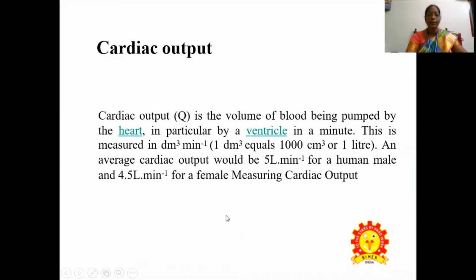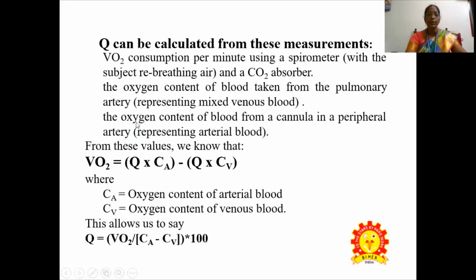The cardiac output, Q, is the volume of blood being pumped by the heart, in particular by a ventricle, in a minute. This is measured in decimeters cube per minute. 1 dm cube equals 1000 cm cube or 1 liter. An average cardiac output would be 5 liters per minute for a human male and 4.5 liters per minute for a female. Measuring cardiac output: this shows the Q calculation, how it has been calculated.